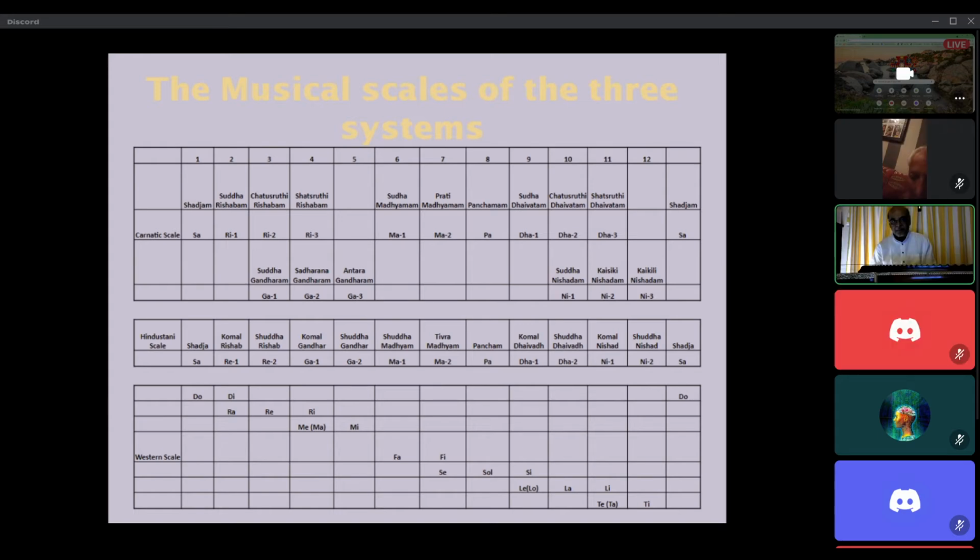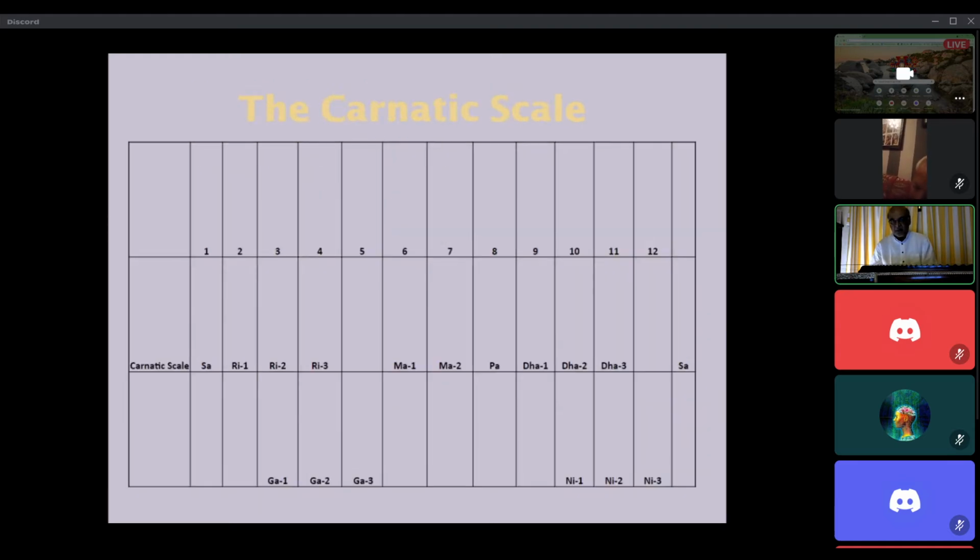Right. Having said this as an introduction to the three systems, I'm now going to jump right into the Carnatic system. I'm going to take out the clutter and simply use the stuff that we are all now familiar with. There is another nomenclature here, which I don't want to confuse you with. I'll probably introduce it in the next class, in the next session.